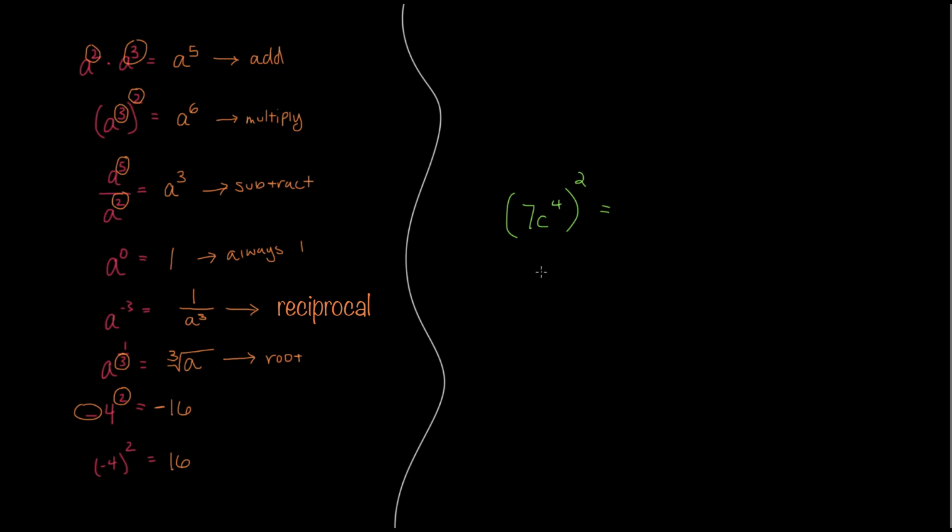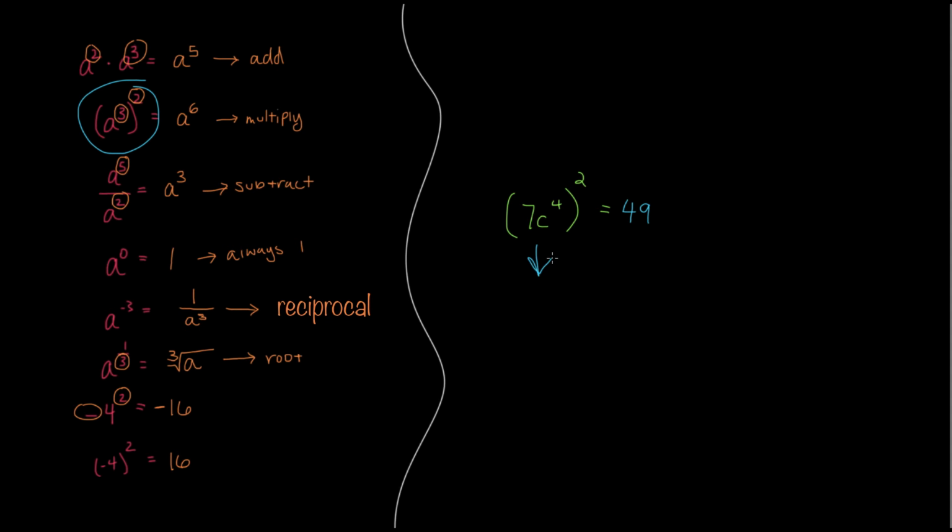Our next one says 7 times c to the fourth, to the power of 2. For this one, we use this rule right here. But first thing we have to do is get those constants out of the way. So it's going to be 7 to the power of 2, which is 49. The reason I didn't raise it to the power of 4 and then the power of 2 is because this fourth power only applies to the c.